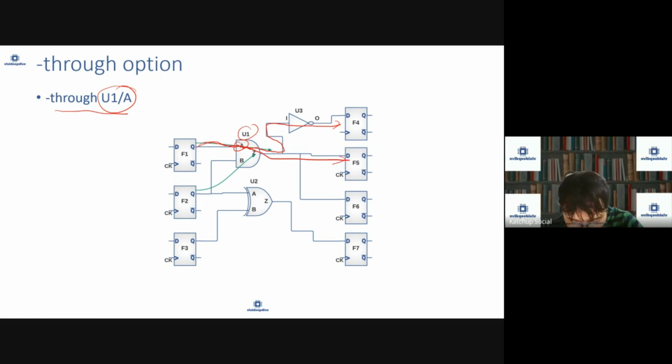This path is not through U1A because it goes through B pin of U1. It is not U1A path. Okay. Not through U1A path. So again, here we see two paths which go through U1A.